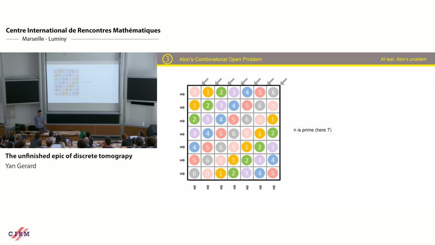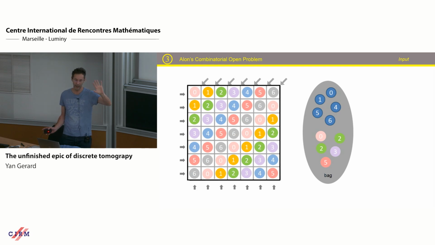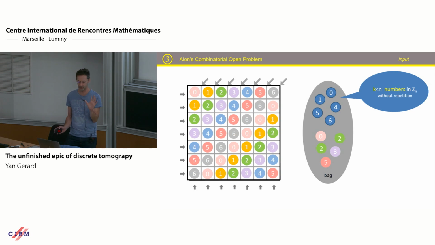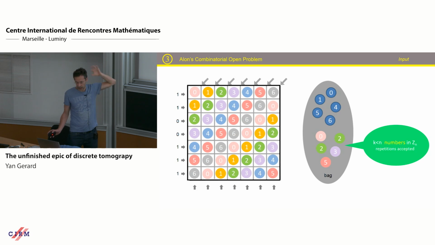Now I arrive at Alon's question. Alon's question is really close, but it's not exactly the same problem. There's a small difference. Then I will take some blue values in my bag: 0, 1, 4, 5, 6. These values have no repetitions, because you want to put them on the left. And you have these values 0, 2, 2, 3, 5. You might have some repetitions because you are going to put them on the diagonals. And then I put my 0, 1, 4, 5, 6 on the left. It means that I know the projections.